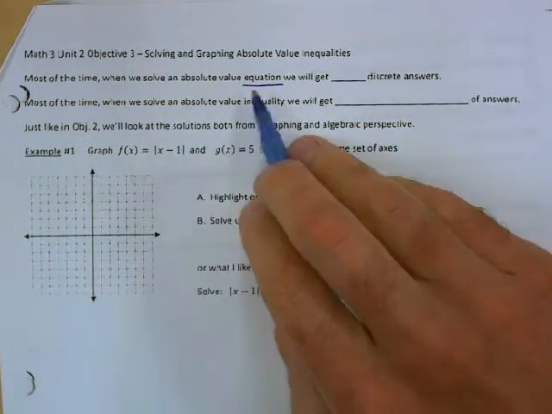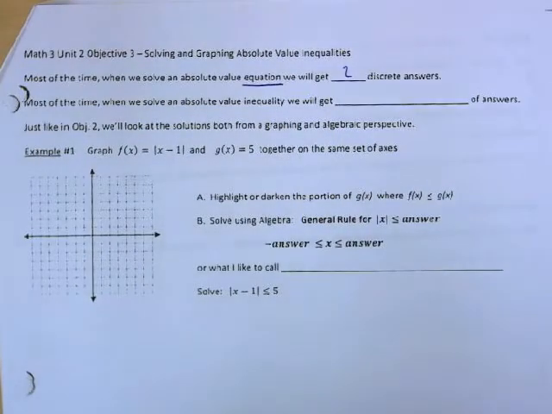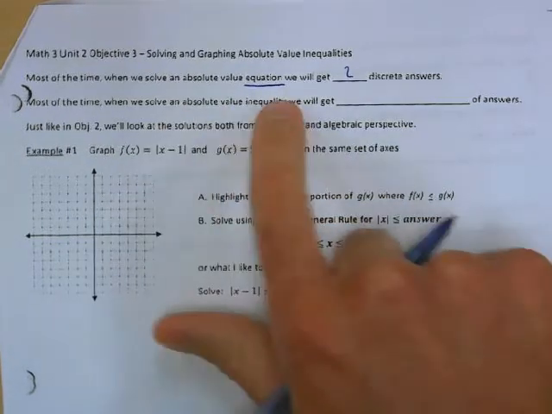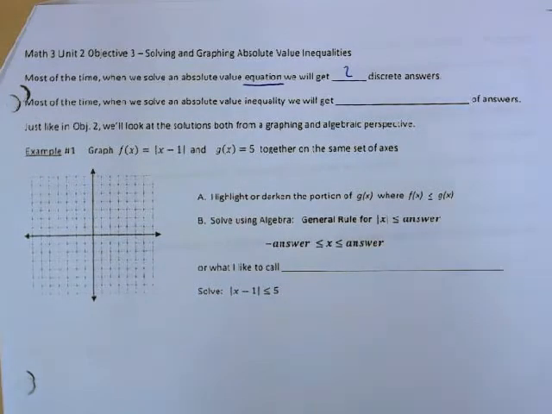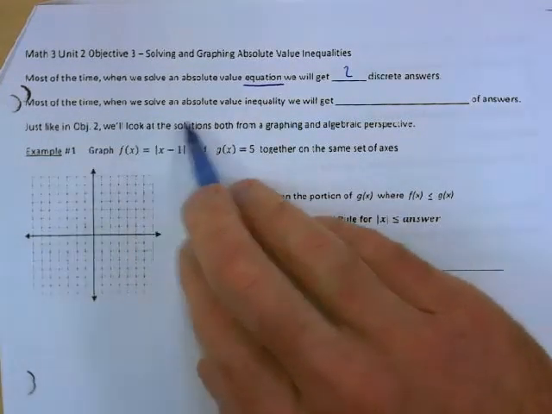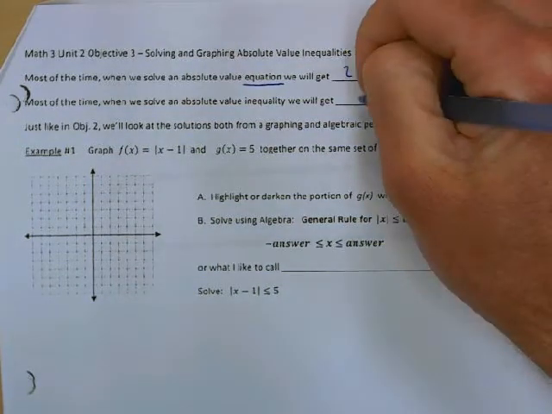But when we have an absolute value equation, we normally get two answers. If our equation equals 0, sometimes we'll get one answer, or we can have no solution. But most of the times we solve an absolute value equation, we're going to get two discrete answers. Like it says here, most of the time when we solve an absolute value inequality, there's different ways to say it, but we're going to get a range of answers.